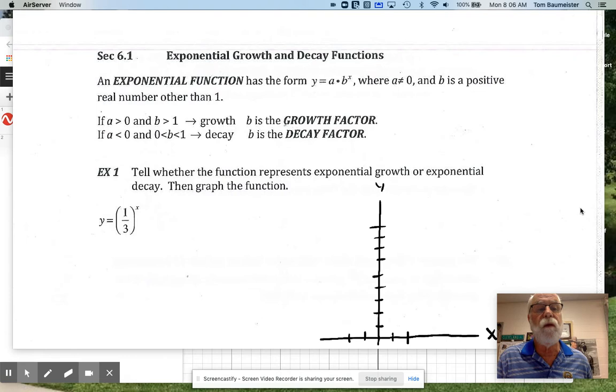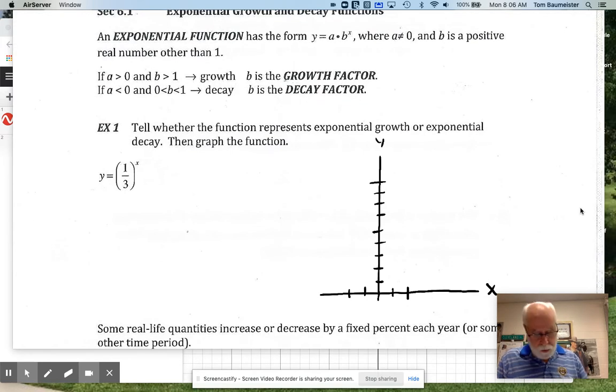If a is less than 0, and b is between 0 and 1, we'll have decay, and that will make b the decay factor. So example 1: tell whether the function represents exponential growth or exponential decay, then graph the function. Again, if we look at it here, the 1/3 is our b. We should understand that our a is 1 in this case. So since b is between 0 and 1, we'll have decay.